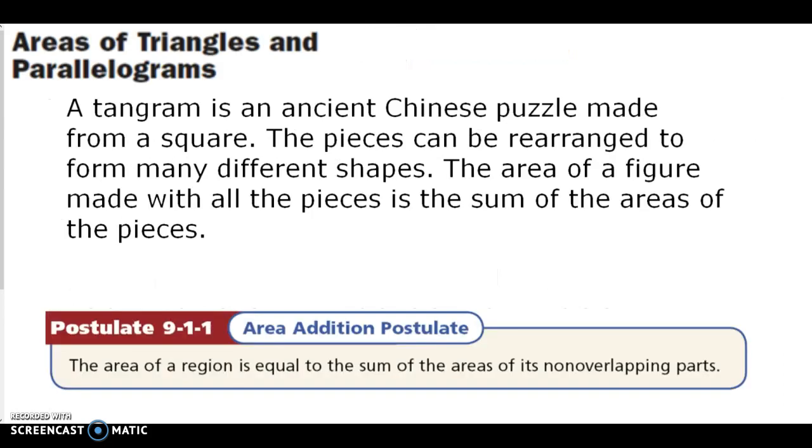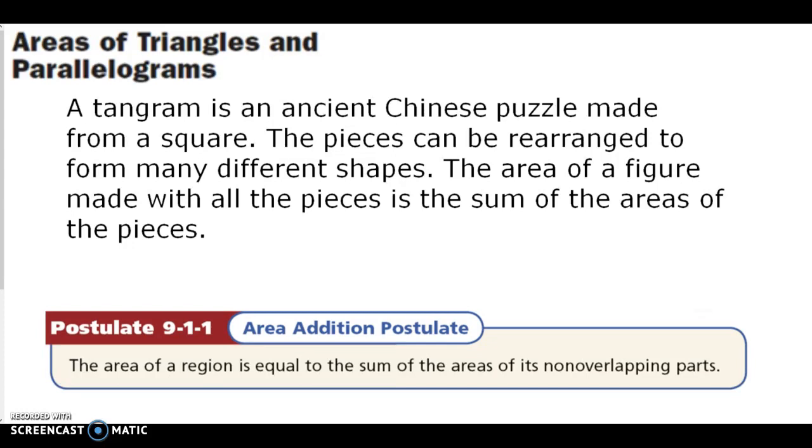So how long, oh wait, have you guys ever played with tangrams? You know what those are? They're like anagrams. They're like those little square puzzles. And there's triangles and squares and parallelograms, and you can rearrange them to look like a dog or a horse or a thing.